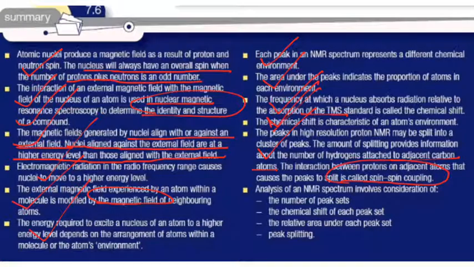And lastly, the analysis of an NMR spectrum involves consideration of the number of peak sets, the chemical shift of each set, the relative area under each peak set, and peak splitting.